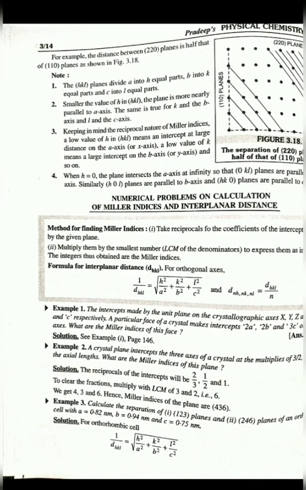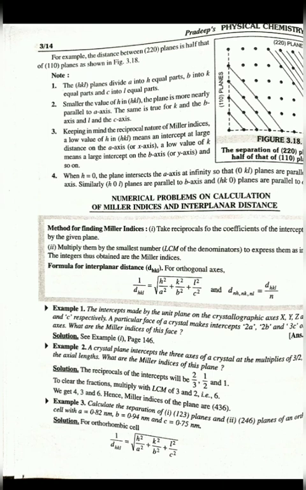This implies that if the Miller indices are multiplied by a factor n, then the separation between the planes is reduced by that factor. For example, the distance between 2 2 0 planes is half that of 1 1 0 planes, as shown in the figure.